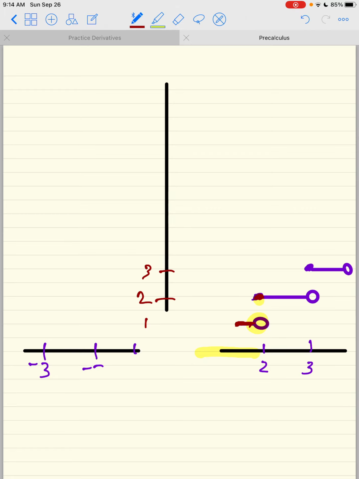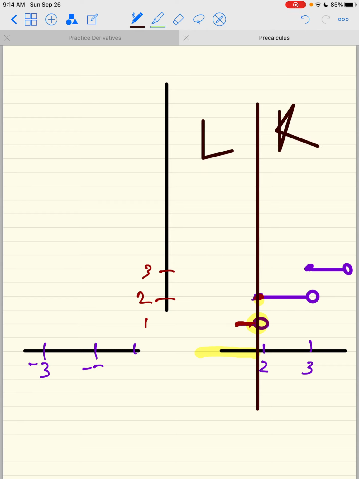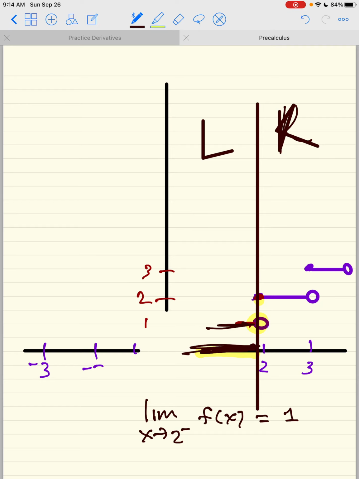So what you want to do is split the page up. Okay, this is left, this is right. And when x approaches 2 from the left side, my answer is 1. So as x approaches 2 from the left side, I should actually just show you the notation. The limit as x approaches 2 from the left side of this function is going to be 1, right?